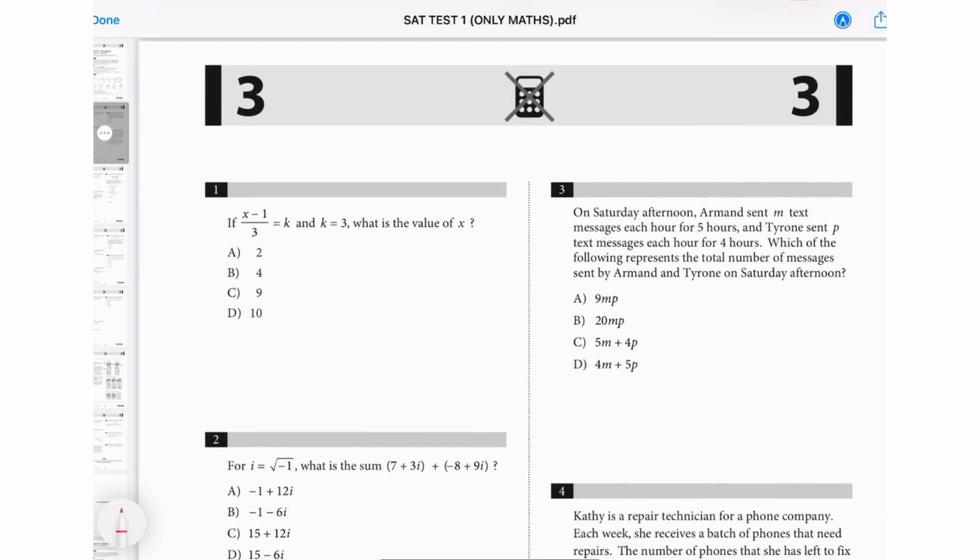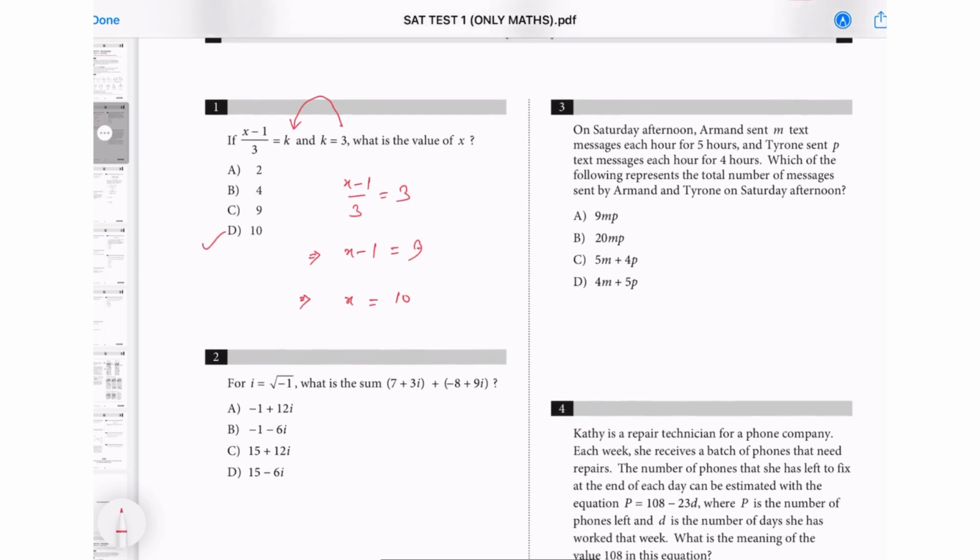The first question is (x minus 1) over 3 equals k, and k equals 3. What is the value of x? Simply plug in the value of k over here. So you get (x minus 1) over 3 equals 3. It means x minus 1 equals 9 by multiplying by 3 on both sides. And then adding 1 to both sides, we get x equals 10. So the right answer is T.